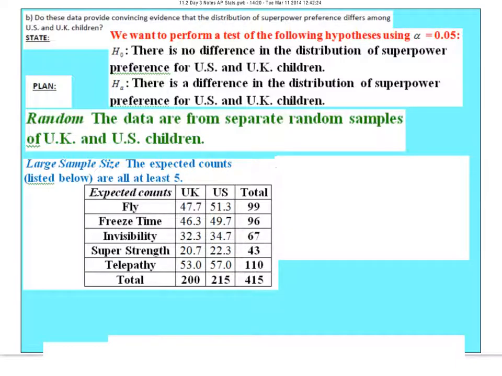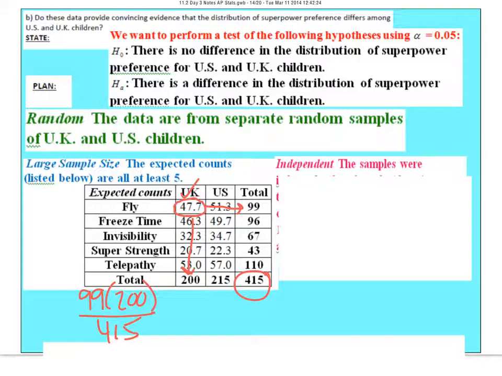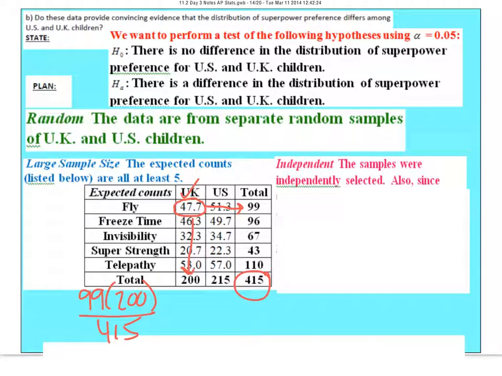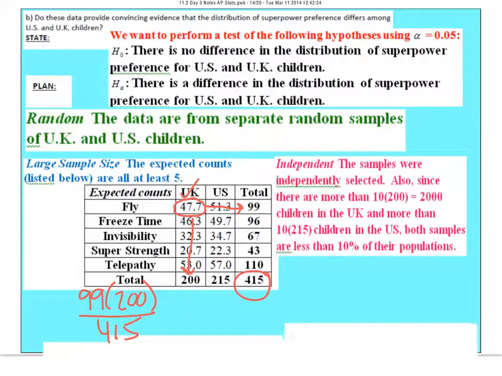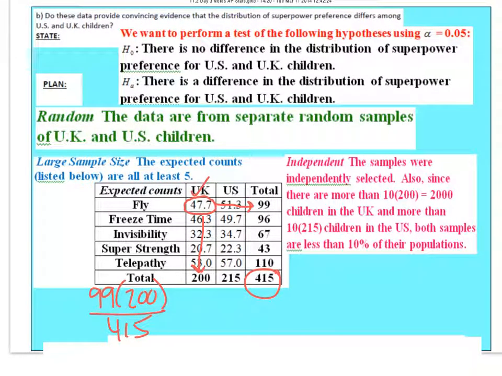Or I can actually put my observed values in matrix A, run the chi-square test, and then go back to matrix B and just jot these values down. Double check that they are at least greater than 5, so we're good with a large sample size. For the independence component, the samples were independently selected. Also, since there are more than 2,000 children in the UK and more than 2,150 in the US, both samples meet the 10% condition.